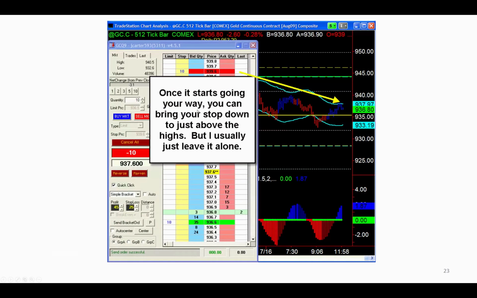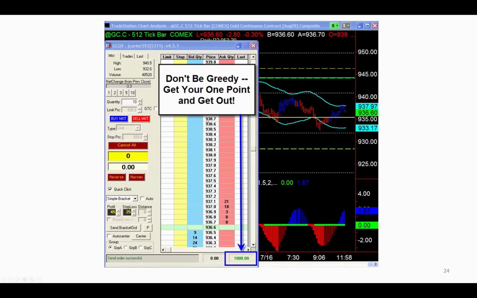So even though I started with a 2-point stop, which was up here, as soon as it broke the low of the high bar, and that's a key term that we're going to come back to, the low of the high bar, I brought my stop to the highs of the day. So I reduced my risk substantially. And then from there, boom, it hits my target, and in this case, booked my $1,000.